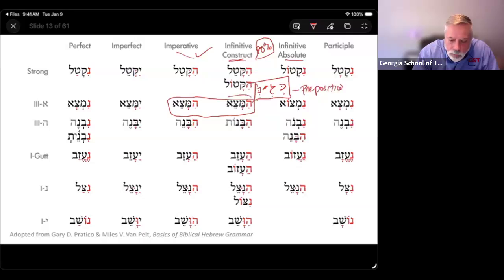So most often, our infinitive construct form won't be at the beginning of the sentence, and if it is, still 90% of the time it will be accompanied with a preposition. The dependent prepositions, the ones that attach, the bet, the lamed, and the kaf. There's only three, right? So you'll see oftentimes with that. That's how you differentiate between these two.